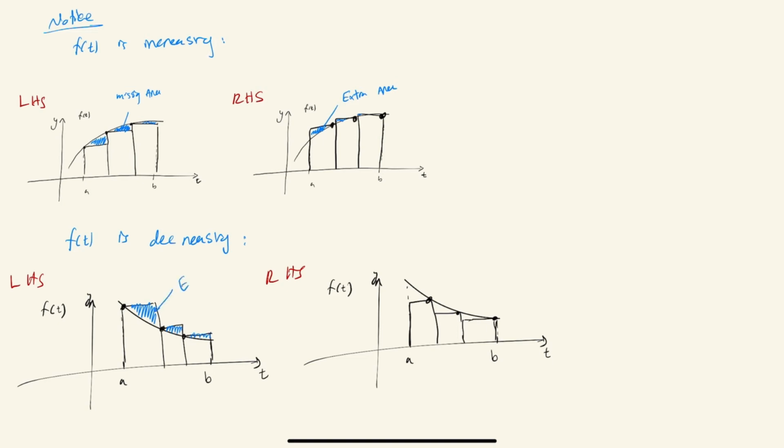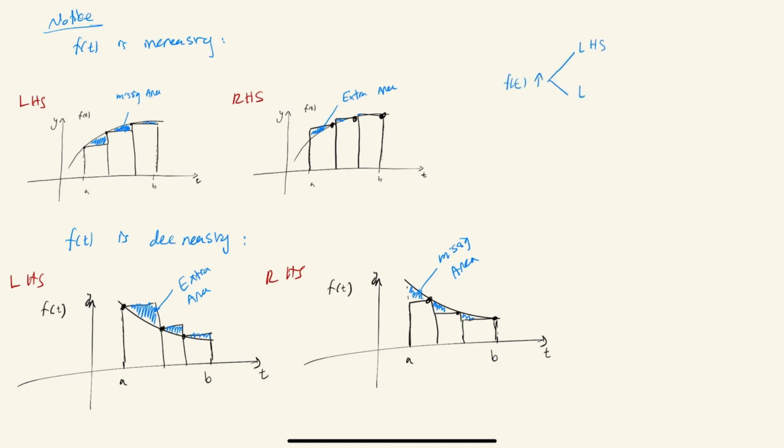And the same thing for f of t decreasing on the left hand sum. This area will be added, therefore this is called an overestimate. And for the right hand sum, this area in blue will not be included in our estimation, so we are missing these areas, therefore this is called an underestimate approximation.